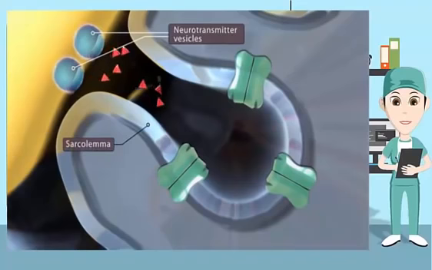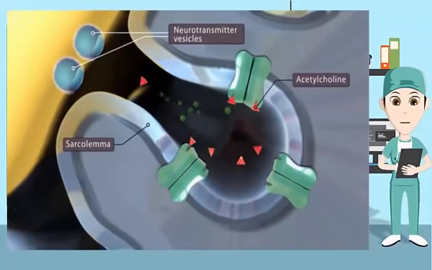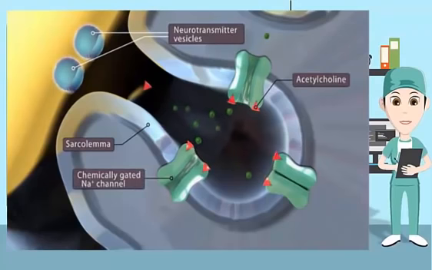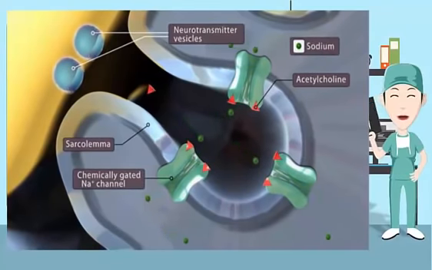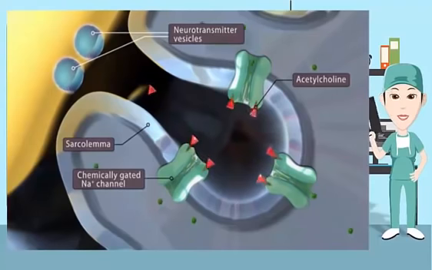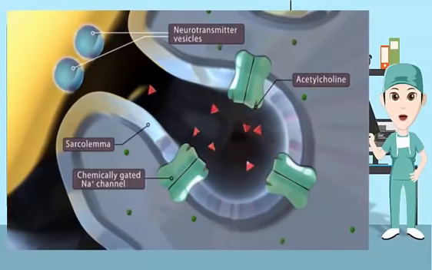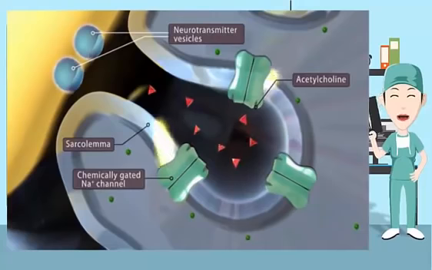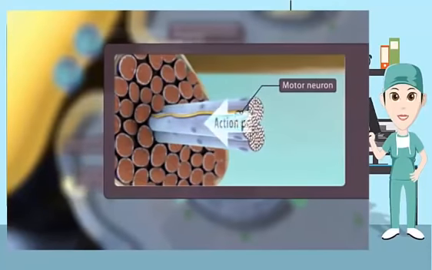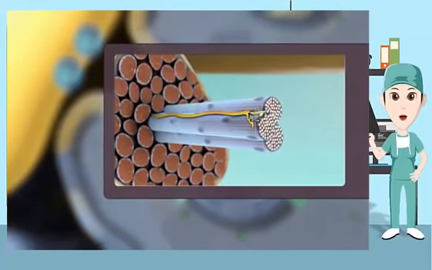At the muscle cell membrane, known as the sarcolemma, the neurotransmitter attaches to chemically gated sodium channels, causing the channels to open. This allows the passage of sodium into the skeletal muscle cell. The entry of sodium creates an electrical impulse, also known as an action potential, which excites the sarcolemma.